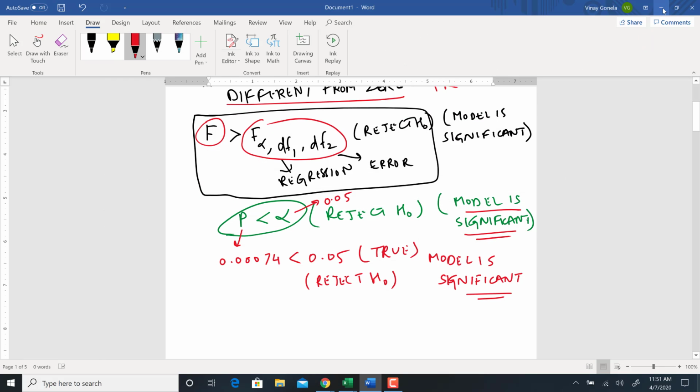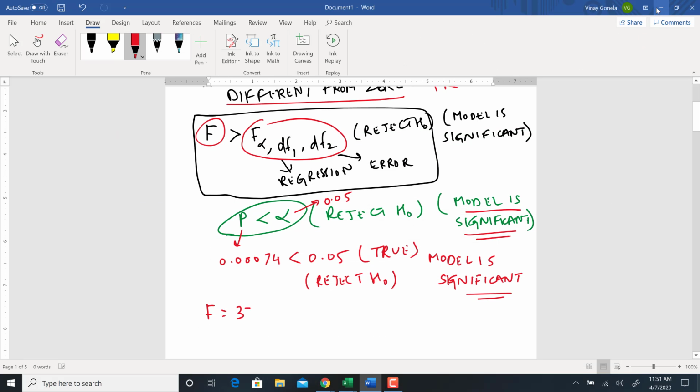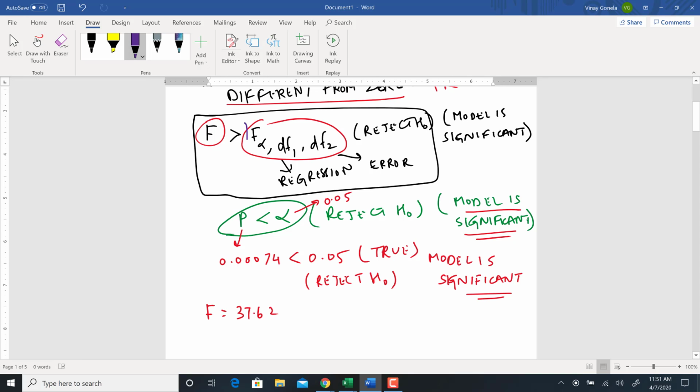The F value is, let me again cross-check, 37.62. Now the next step is to calculate the critical value, which is this one: F alpha, degree of freedom 1, degree of freedom 2. So I know F alpha is 0.05.